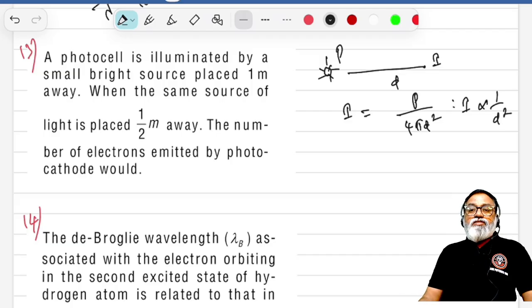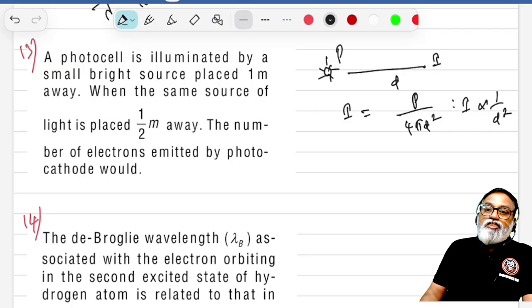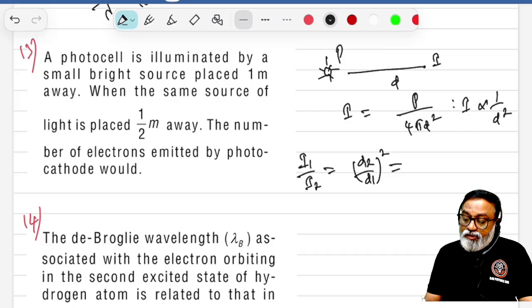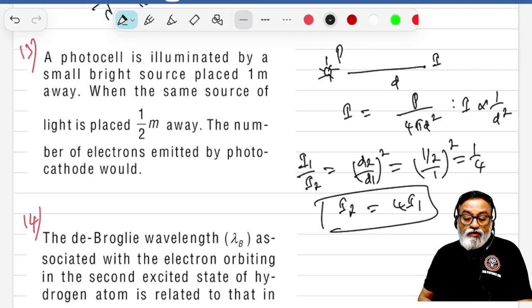This intensity means number of electrons per second. Therefore, the number of electrons: I1 by I2 is equal to D2 by D1 whole square. D2 is given as 1 by 2, D1 is 1, whole square. That is 1 by 4. Therefore, I2 is equal to 4 I1. Therefore, the number of electrons emitted by a photocathode is 4 times the initial value.